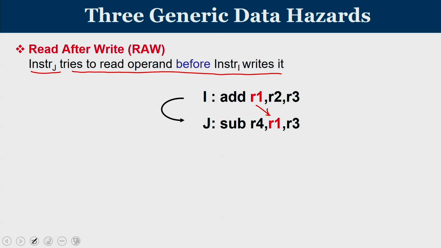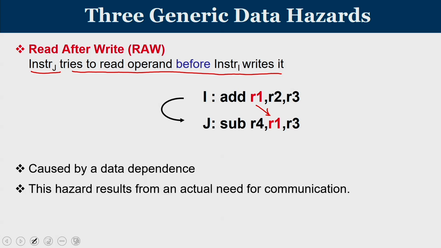The result of the ith instruction is needed for the jth instruction as one of its source operands. This is known as data dependence. The data that instruction J wants is dependent on the data that is produced by instruction I. This hazard happens because we need an actual communication from instruction I to instruction J, because the result that is produced by instruction I is to be used by instruction J.